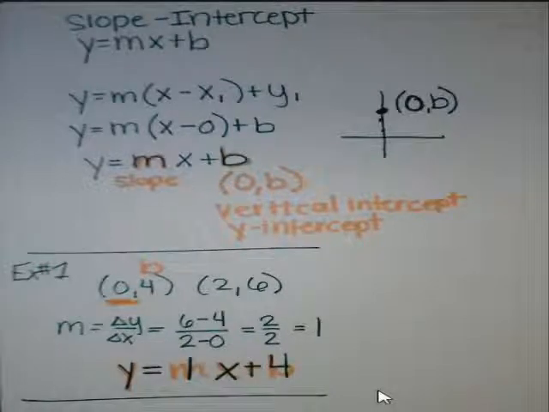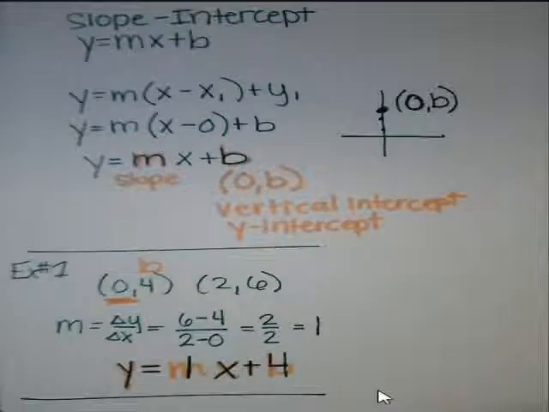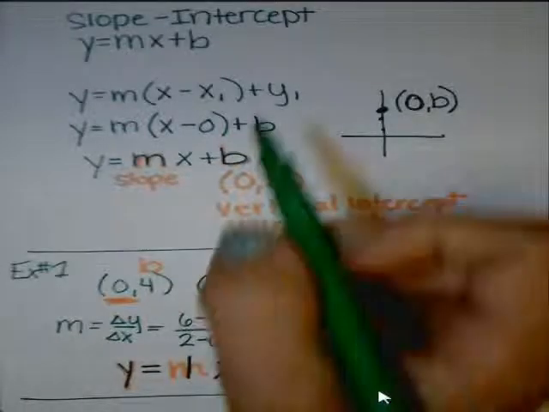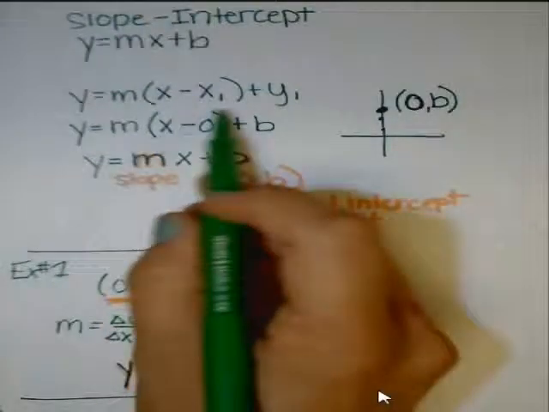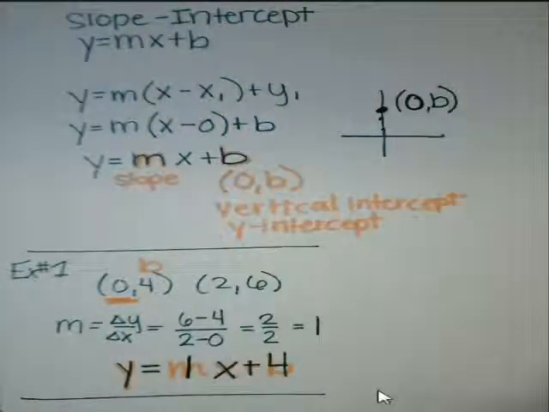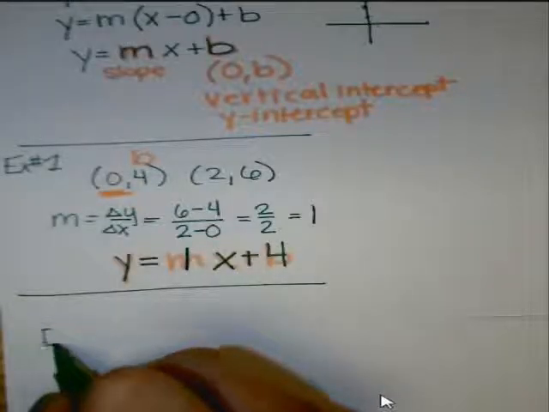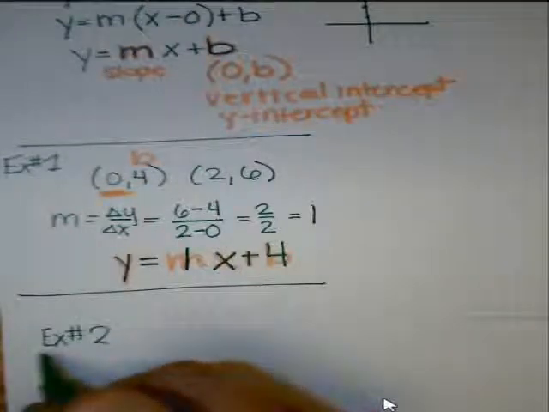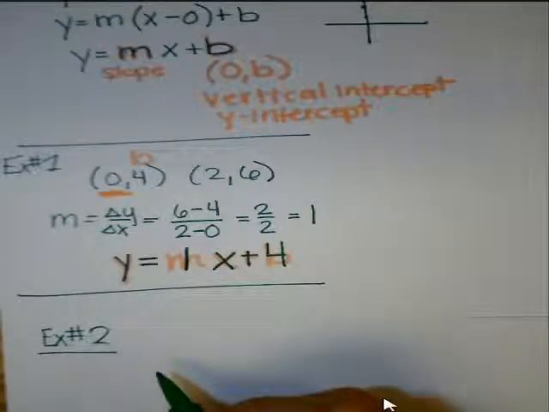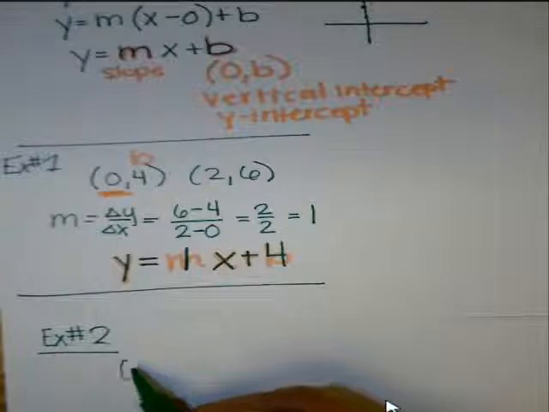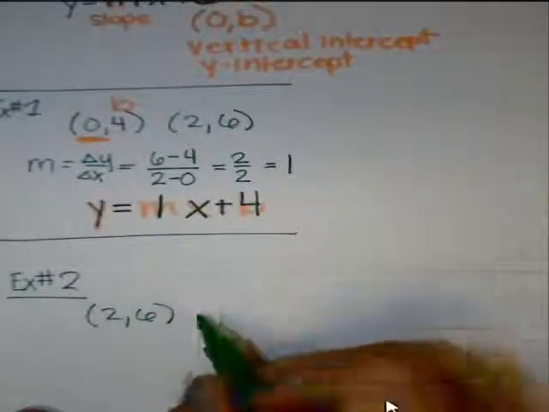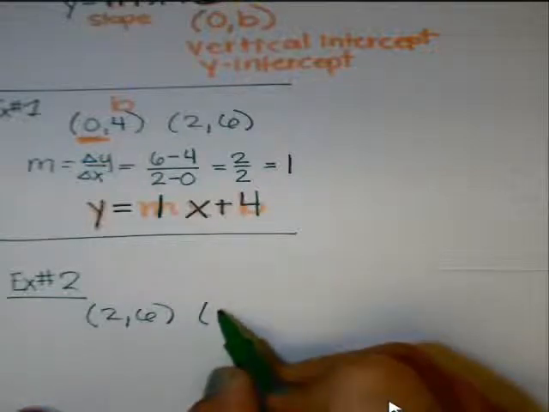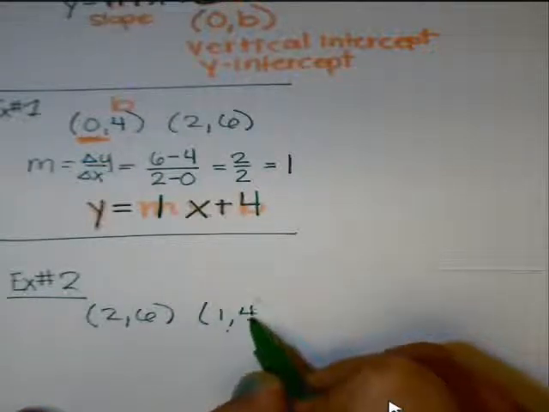There are going to be other times when, even though I can calculate the slope, I'm not given the b value. It doesn't mean that you can't get to the slope-intercept form. It just means first you're going to have to start with the point-slope form and then convert to the slope-intercept form. So example number 2 is going to walk us through something like that. Let's go for the points here. Let's say we had (2, 6). Seems to be my favorite numbers today. And let's do the point (1, 4).